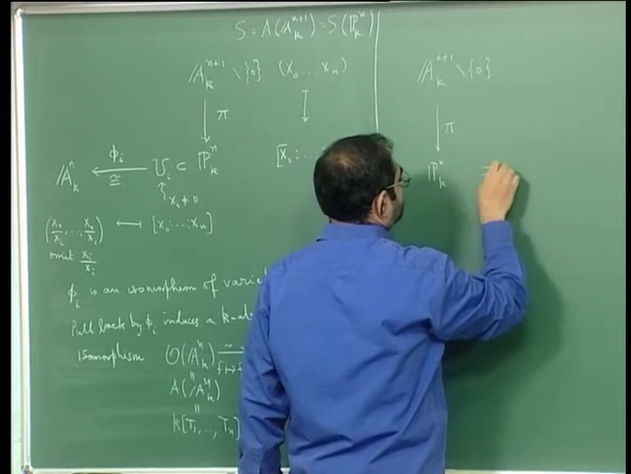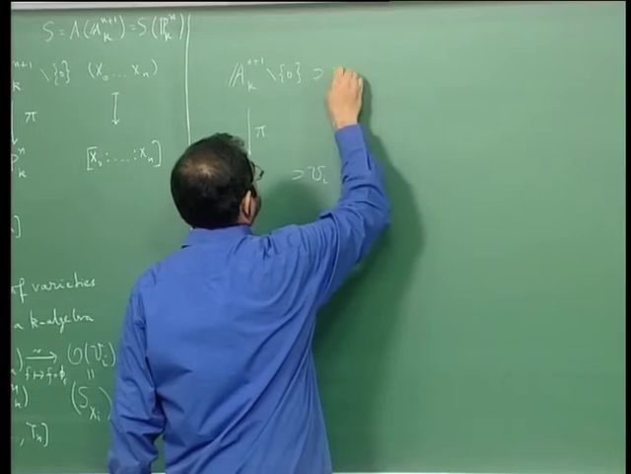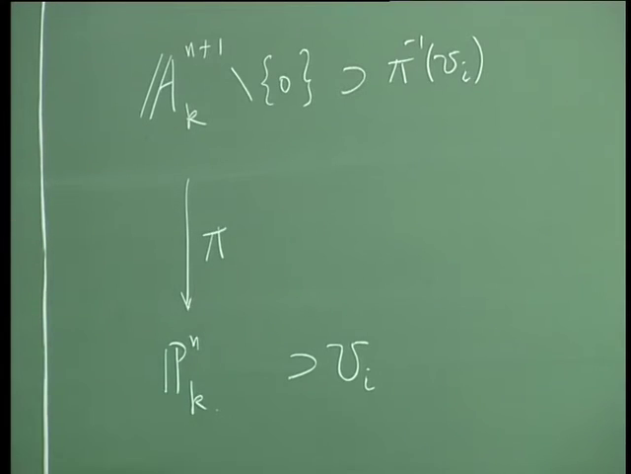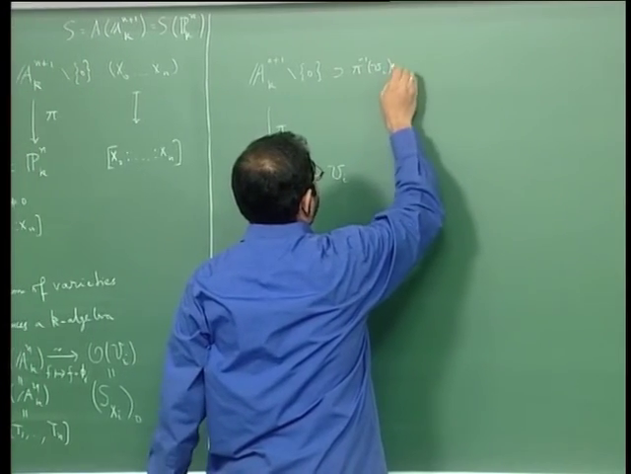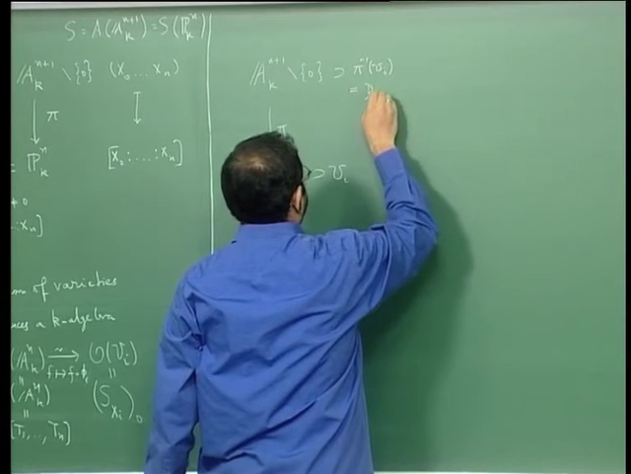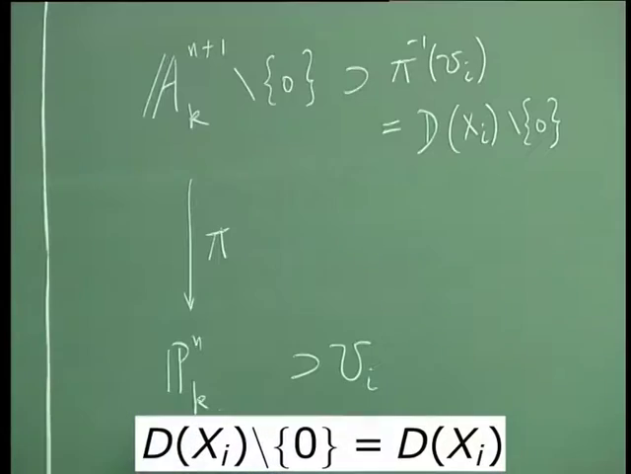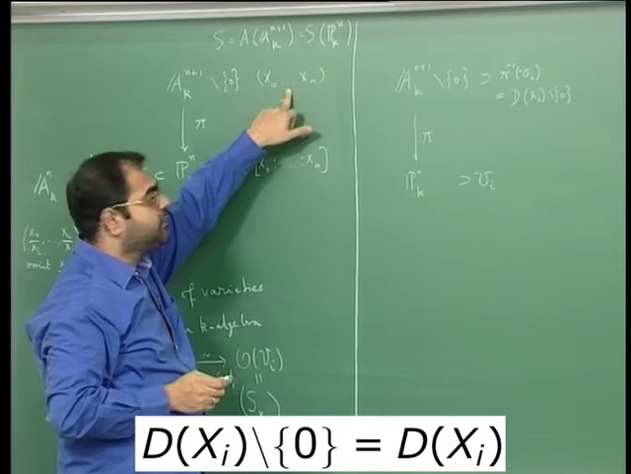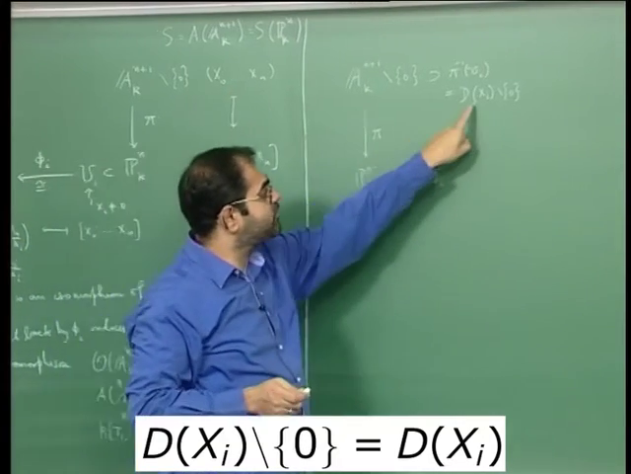And here I have UI. If you take its inverse image under this map, then you get pi inverse of UI, which, if you think about it for a moment, is D of xi minus the origin. UI in the projective space corresponds to the ith homogeneous coordinate xi not vanishing, and its inverse image above will correspond to the ith coordinate not vanishing. That means you are looking at xi not equal to 0, and xi not equal to 0 is a basic open set D of xi.